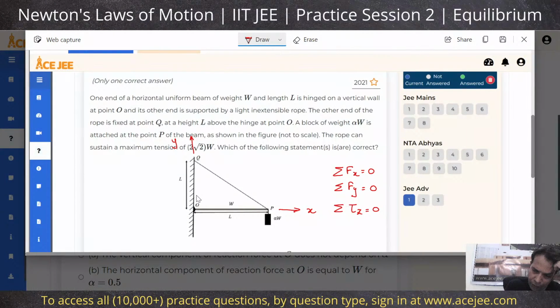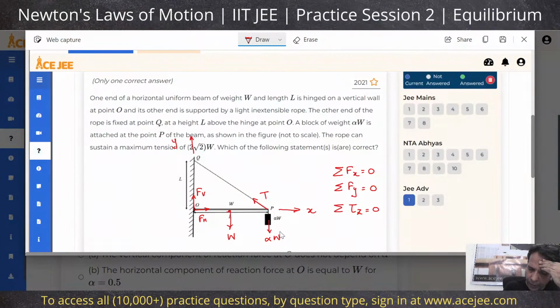So what are the forces? Let me quickly draw them. Let's say there's this force, let me call it FV. Let me call this FH. Let me call this W. This is tension T. This is alpha W, of course. Have I missed any other force, beta? No, sir.